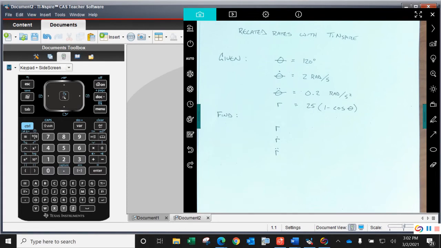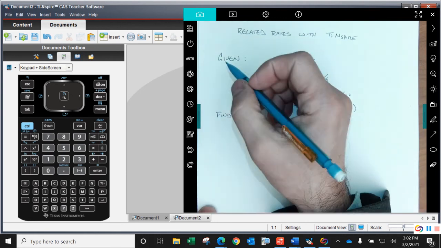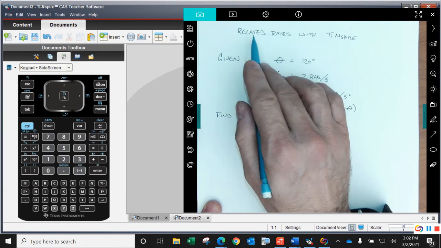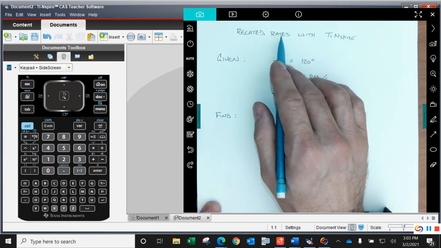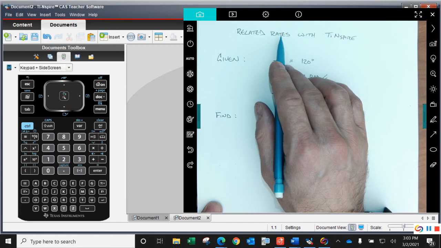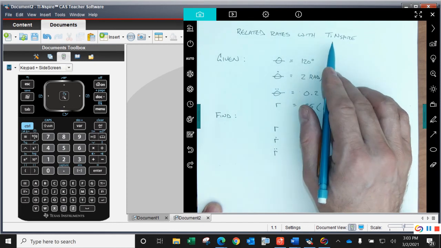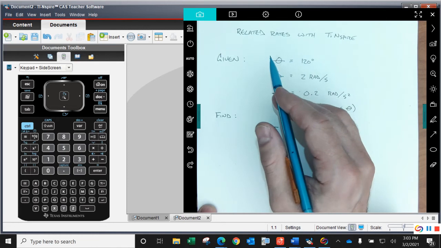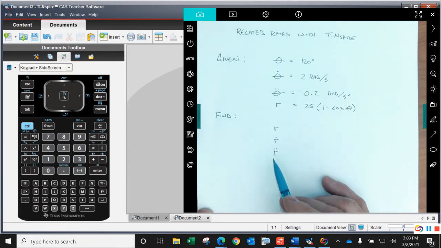Related rates with the TI-Nspire. And just a little bit of background information. I'll try to go quickly through related rates as you've encountered them before. Related rates, that is implicit differentiation with respect to time. We're going to use a TI-Nspire and we're going to take the given information and find what they're asking for.